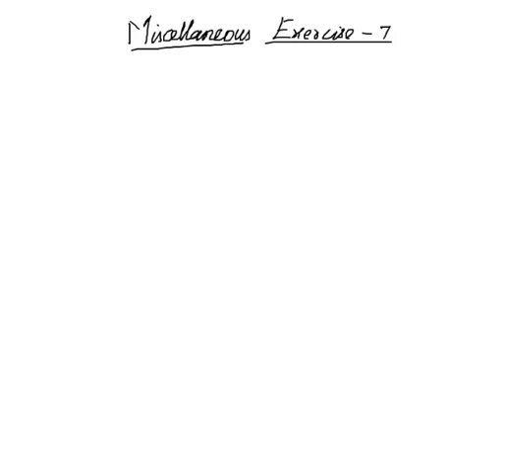Miscellaneous exercise of chapter 7. Question number 1. How many words with or without meaning, each of 2 vowels and 3 consonants, can be formed from the letters of the word daughter?